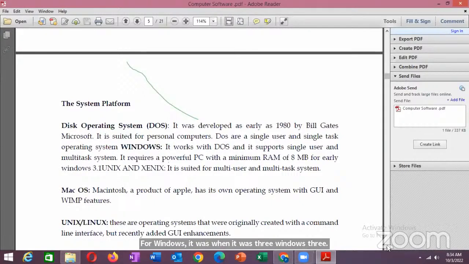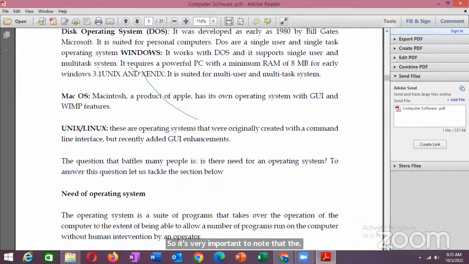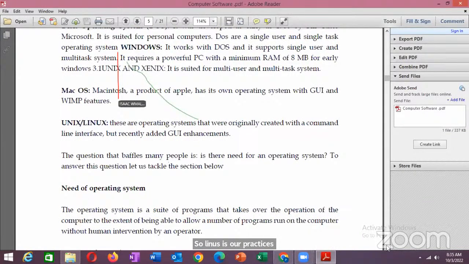Then Unix and Xenix are suited for multi-user and multi-task systems. Then we have the Mac OS operating system. This is for Macintosh, a product of Apple, which has its own operating system with a graphical user interface and the WIMP features. So it's very important to note that. Or Linux, this is an operating system that also added their GUI.